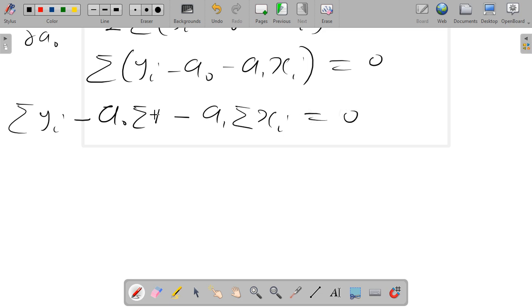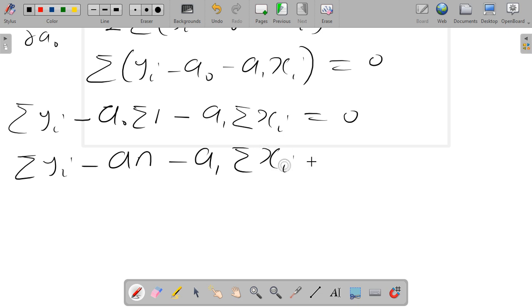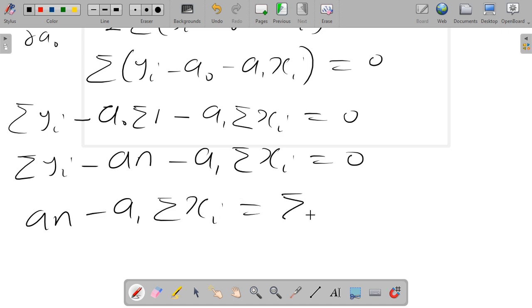I told you that summation 1 is the same as n, which means we have summation yi minus a0 n, then minus a1 the summation xi is equal to 0. So let's leave this y on one side, then the rest will go to the other side. So this one going to the other side, I'm going to have a0 n, and minus a1 the summation of xi is equal to the summation of yi.